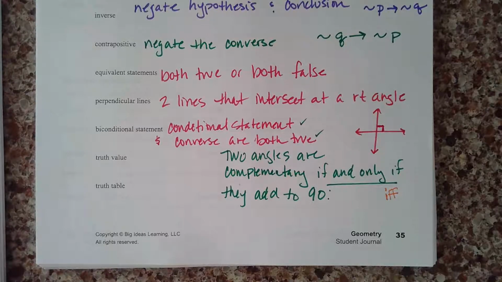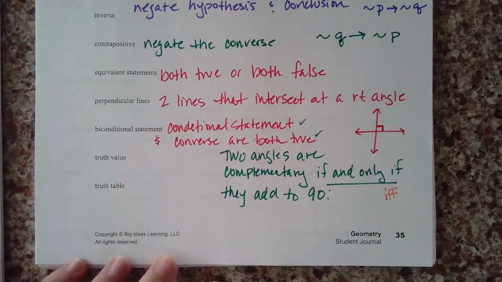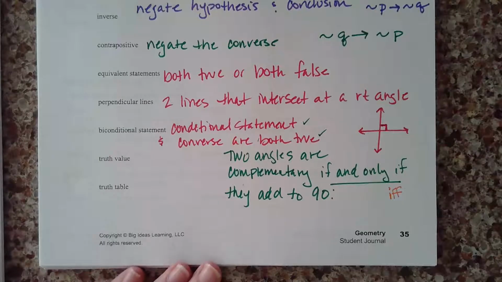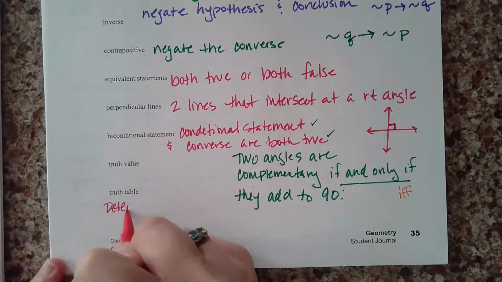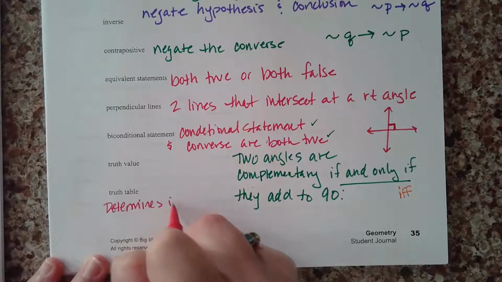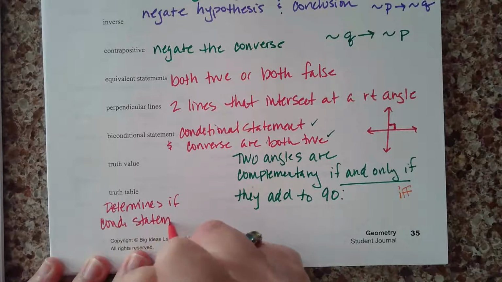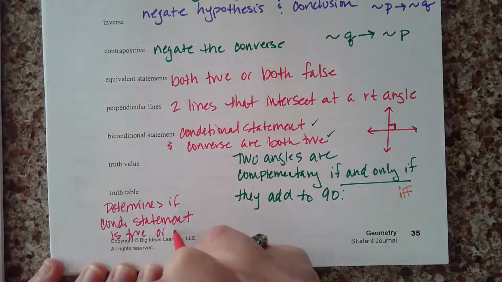All right, now the last couple things we're going to talk about in this unit are something called truth tables or truth value. A truth table is basically taking a logical statement, like the P implies Q, and using a table to determine if the statement or the conditional statement is true or false. So a truth table, I'll just have you write down, determines if the conditional statement, that's the if-then statement, is true or false.